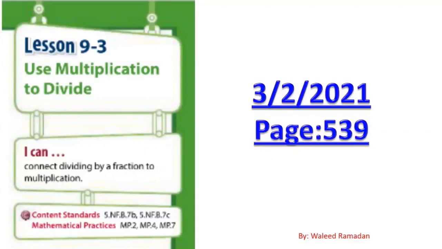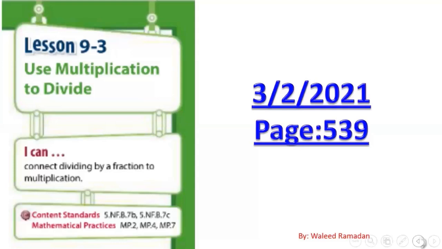Use multiplication to divide. Our day today is the 3rd of February 2021. We are on page 539. Please open your book and write the date of today at the top of the page and be ready.